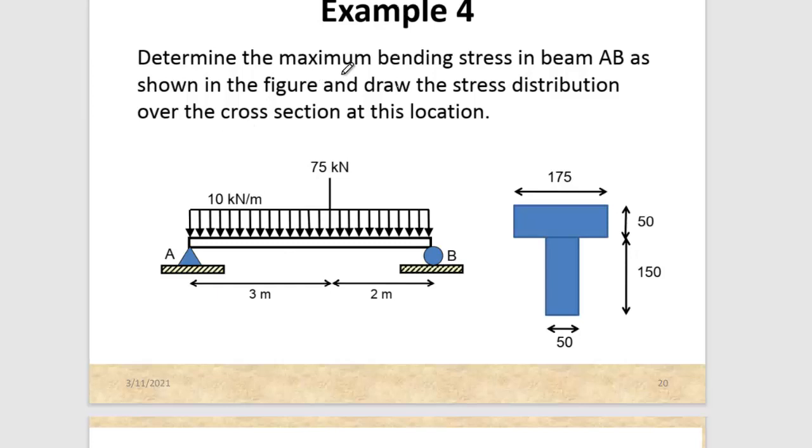Again, they are looking for the maximum, so they did not specify any location. So what you need to do, first of all, is find out the maximum bending moment location, right? Then they said you have to also draw the stress distribution for this section. Do you understand the problem? You have to find out the sigma max. Yes, sir. Right, so where you have to find, they did not specify, but they specify the maximum. Since they specify the maximum, that means we have to go to the location of maximum moment.